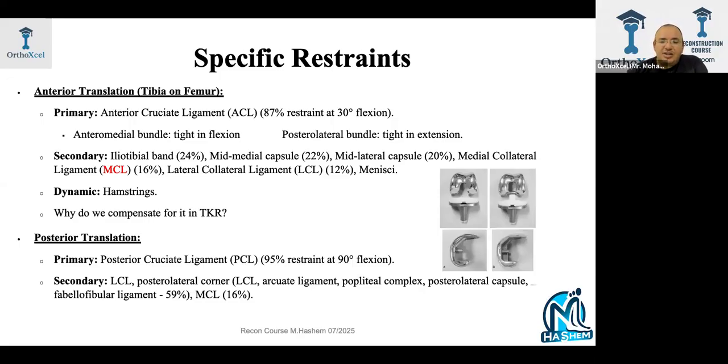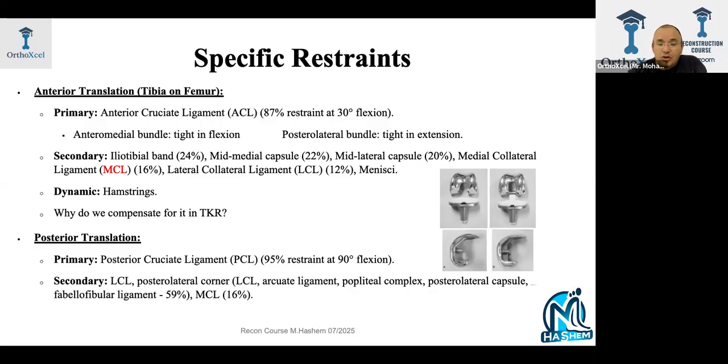Posterior translation, what's stopping the posterior translation of your tibia? As we agreed, the PCL is the main restraint. Then the MCL has some role in that. The posterolateral corner has some role in that, and definitely the tibial slope. If you look at this slide, you can spot easily what is repeated in everyone, and that is the MCL.